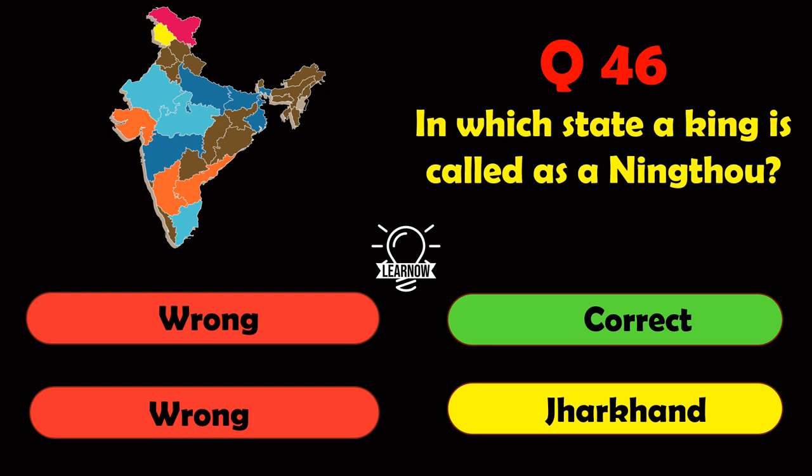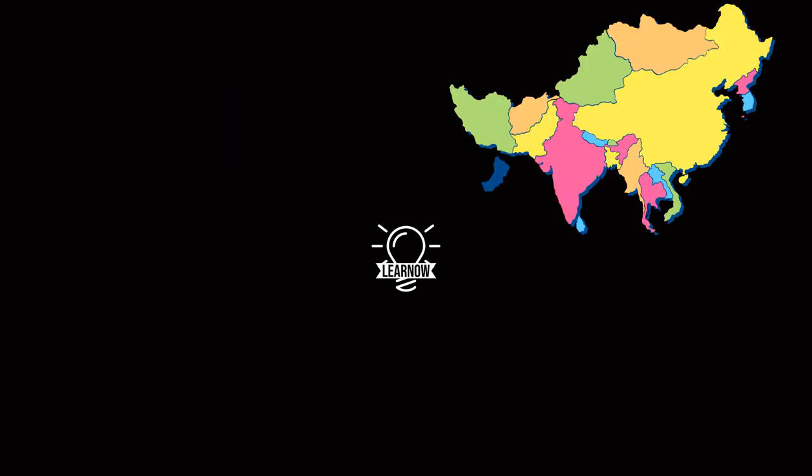And in the story, who will be Ning Tao? We talked about it, that in the Manipuri language, the king is called Ning Tao. So Manipur will be the correct answer. Here we have Manipur on the map of India. Let's go to the next question.